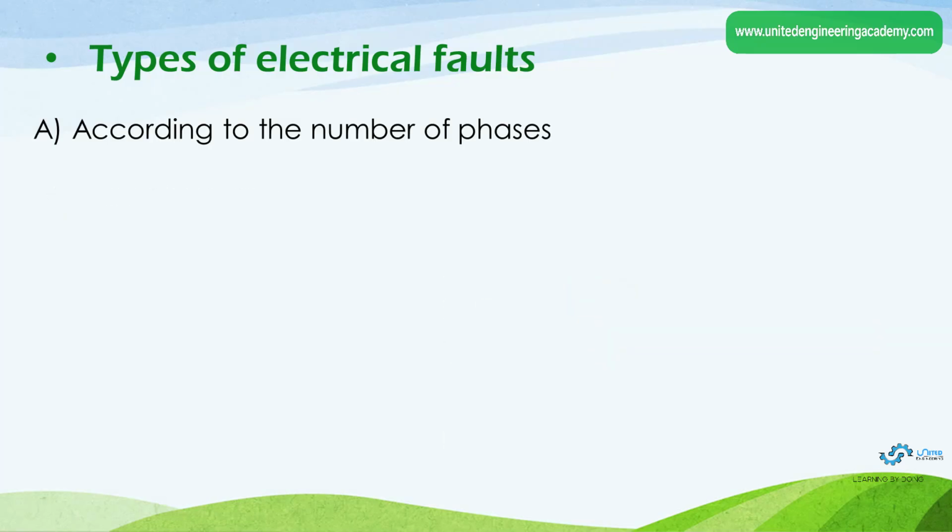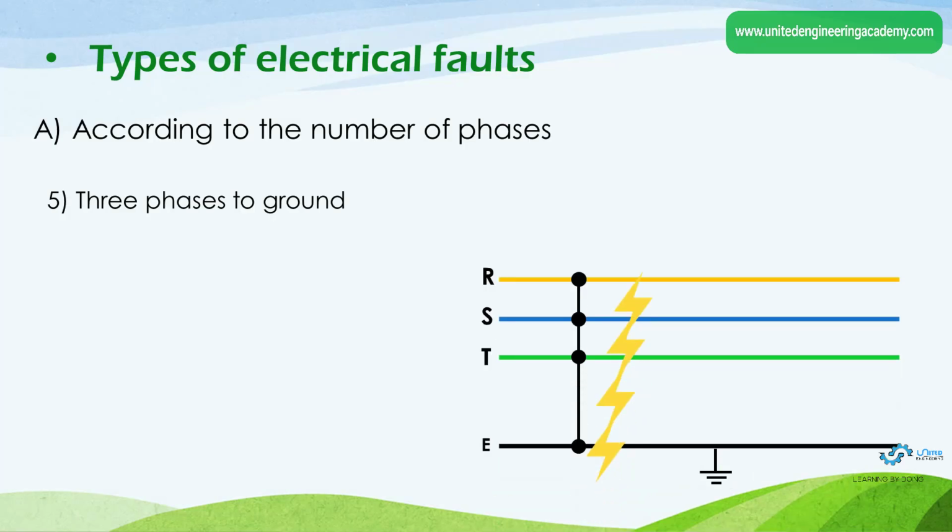And finally we have the final type under that categorizing process, which is the three-phase fault to ground. So this type is similar to the previous one except that the three phases here are connected to the ground, while on the previous case the three phases were not connected to the ground. So the three phases here are connected to each other and then by mistake they are connected to the ground.